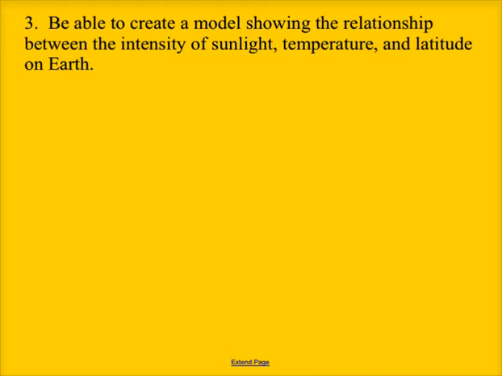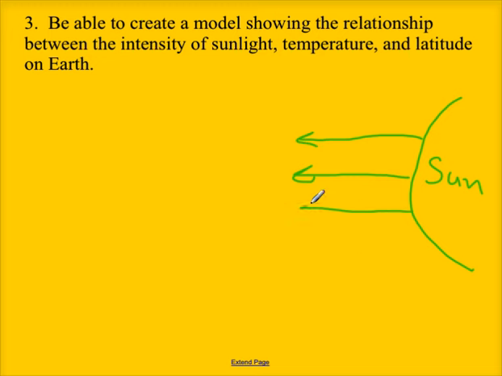So on your review sheet it said be able to create a model showing the relationship between the intensity of sunlight, temperature, and the latitude of the Earth. So first of all, let's just draw a sun. And do you need to have a sun? No. But we want to show this light coming here. And I'll draw in some more of these in a bit.